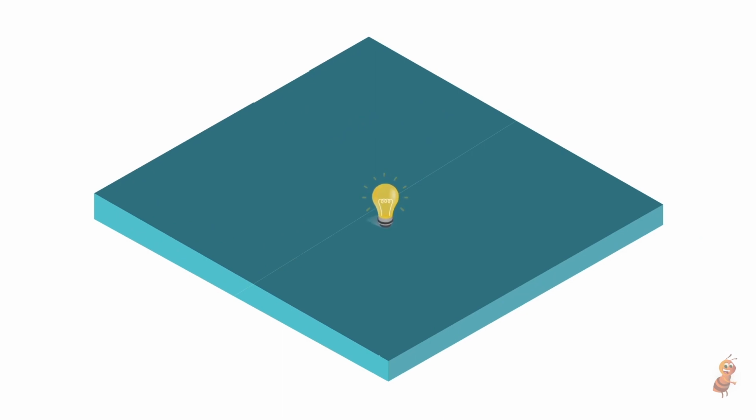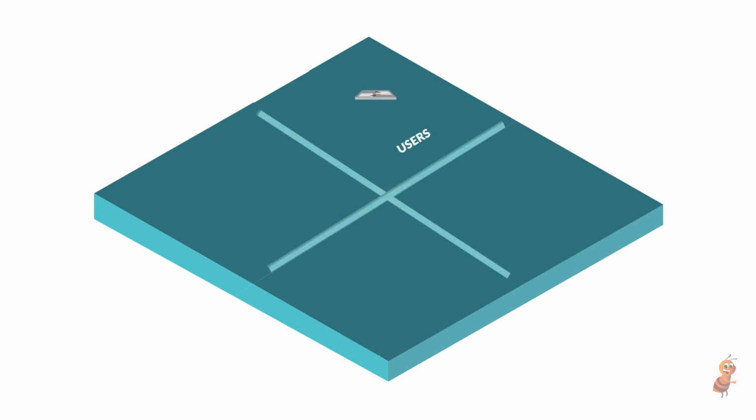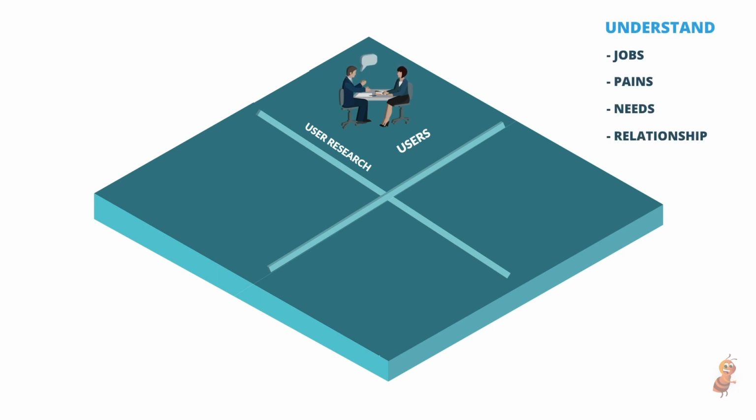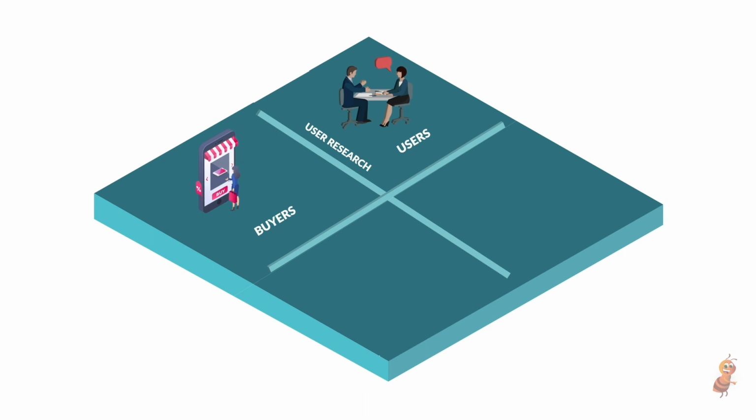A product starts with a vision. In order to achieve the vision, there are 4 kinds of people you have to deal with. Users, the main reason why you're building your product, those who use your product to get some job done. You have to do user research to understand their jobs, pains, needs, and what kind of relationship is required to help them.